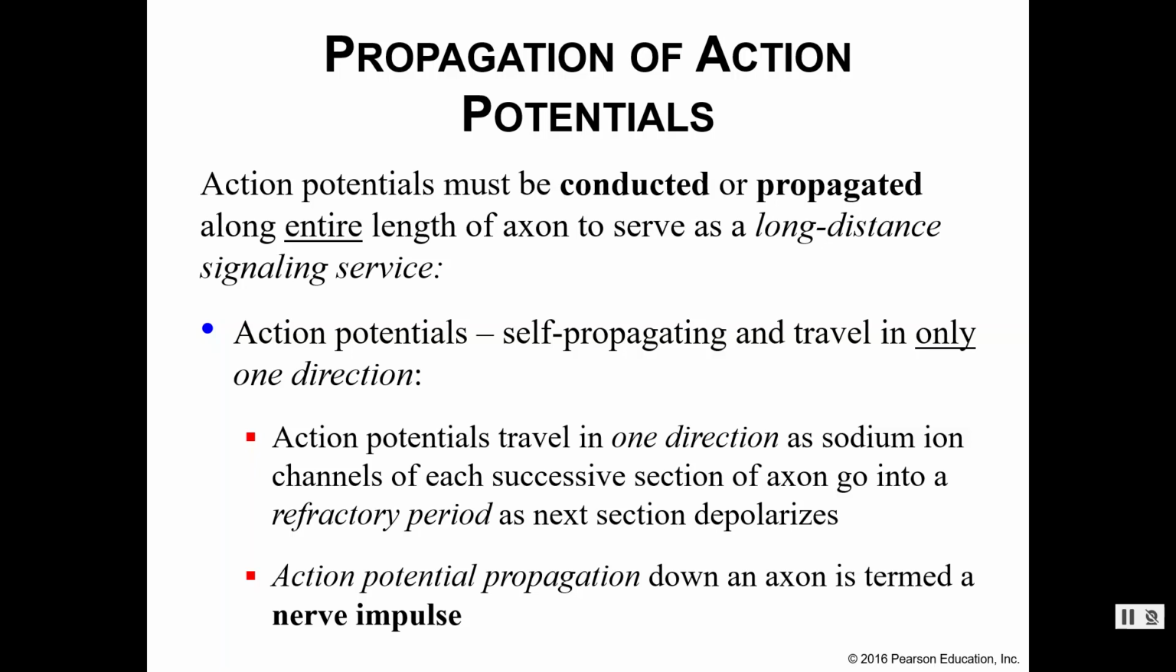Okay? And we accomplish this by opening up successive sodium ion channels as we go down the length of the axons. Each subsequent sodium ion channel that we have opened, don't forget, eventually will inactivate and eventually go back to rest during that refractory period as the next section of axon depolarizes. As the action potential propagates down the axon, we term this a nerve impulse. So just a nice keyword to keep in mind: nerve impulse.